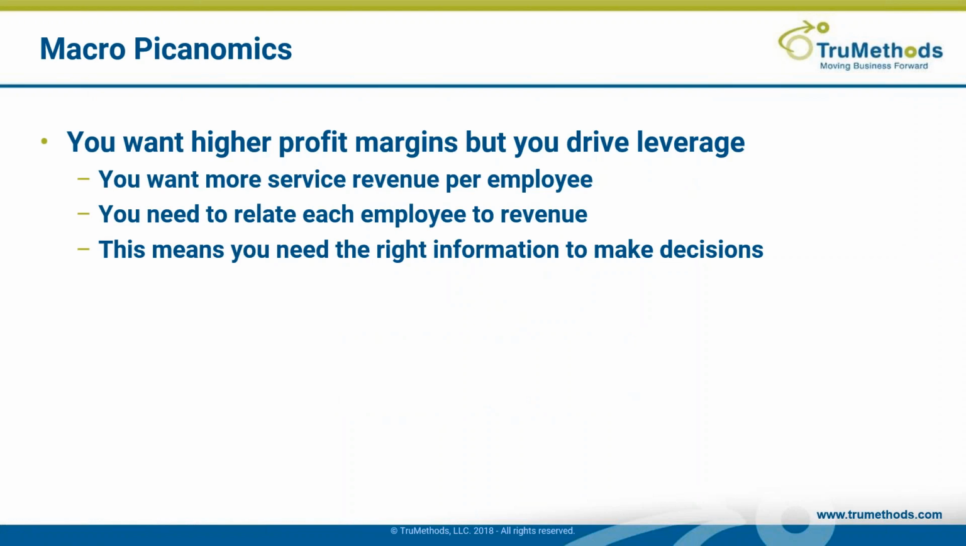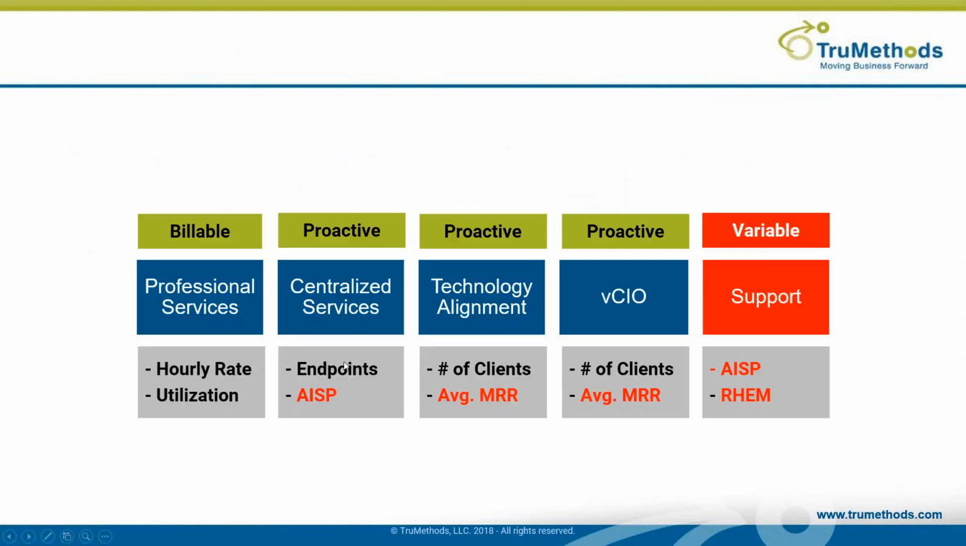If you want higher profit margins, you drive leverage. We're a people-based business, so we have to figure out how to generate more service revenue. And it's not that simple without a framework when you charge someone three or four or $5,000 a month, and you have a bunch of different roles and people all doing different things for them every day, Bob. So if you want more service revenue per employee, what we need to do is create this framework where you relate every employee, all the functions, into roles. This way you can make the right decisions.